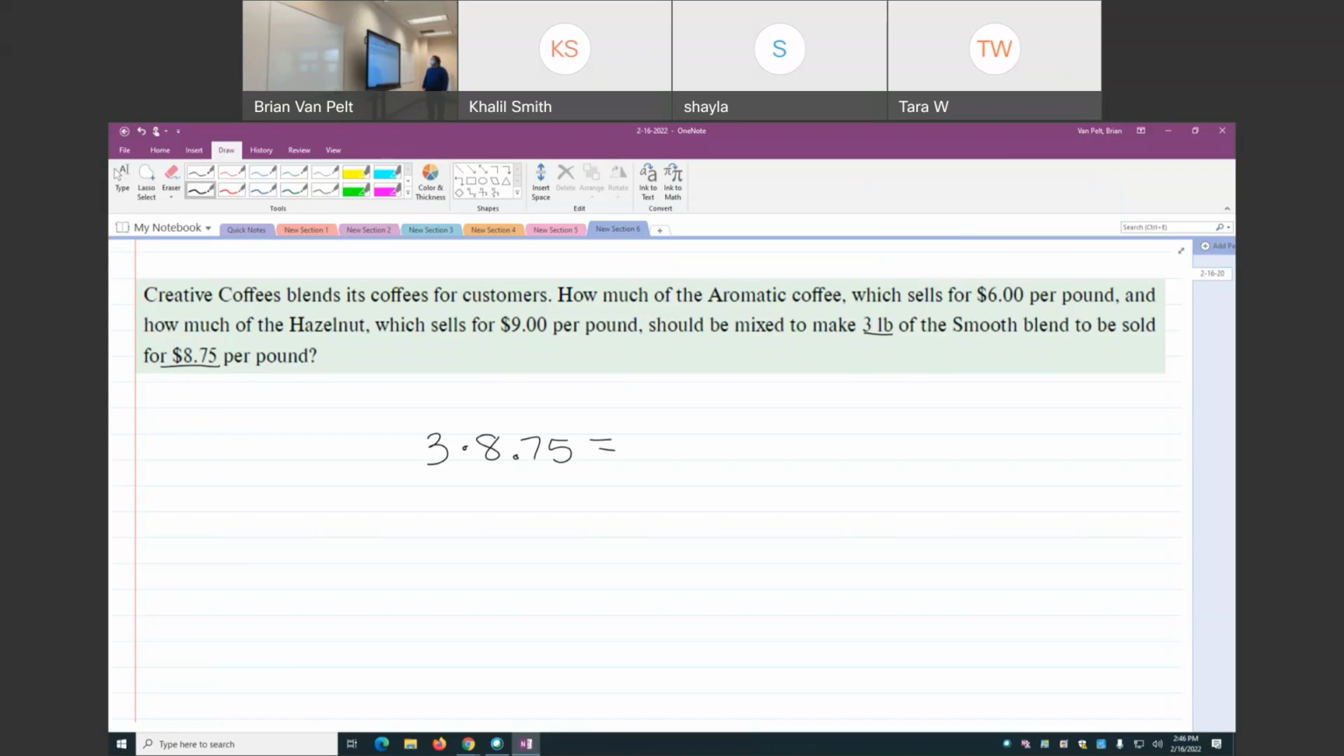All right. How much of the aromatic coffee did they use? What letter did they use? Choose X. Times, how much is the aromatic sell for? The aromatic is $6. Next one. Tell me what the next piece looks like. This is where you come in now. You can do it. I know it. You've got it in you. The other amount was times the more expensive coffee, 9. I need that one.